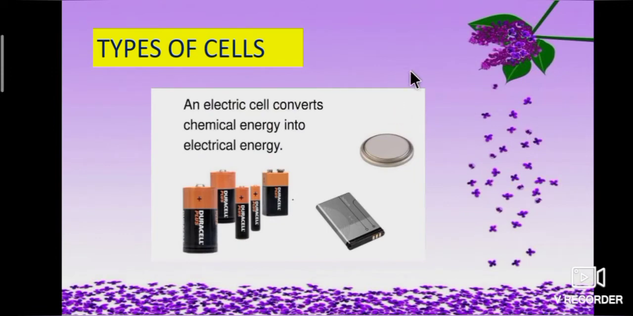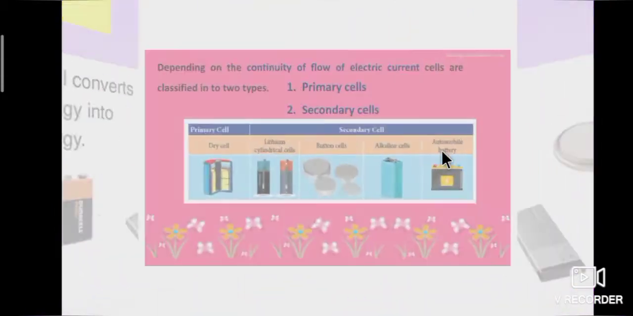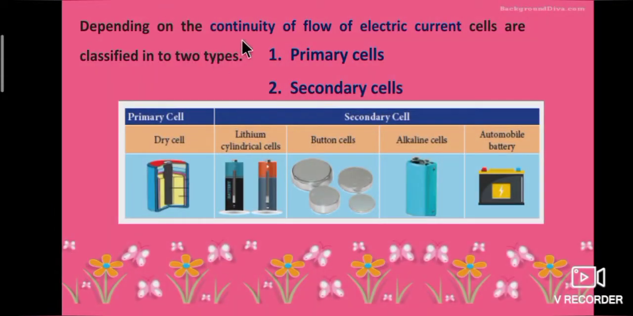Let's see the types of cells. As we all know, an electric cell converts chemical energy into electrical energy. Depending on the continuity of flow of electric current, cells are classified into two types. First one, primary cells. Second one, secondary cells.